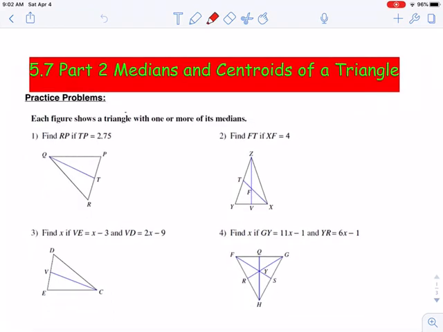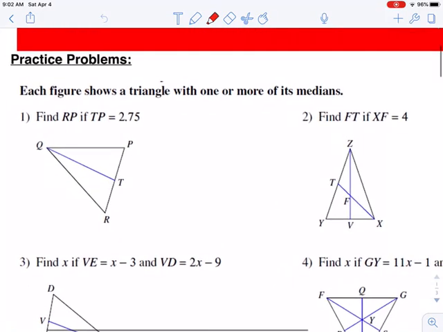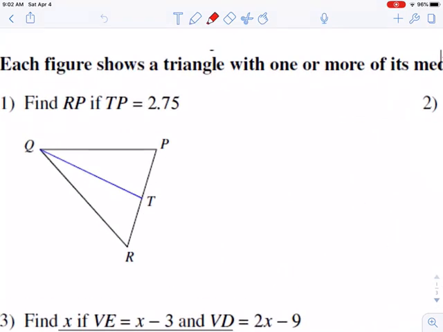Okay, students, so we're here with another day of medians and centroids. This is part 2, and these are actually the final day of guided notes, and then we'll be doing a test here soon. We'll talk more about the test though as we review for it. So hopefully we can remember what we learned yesterday.